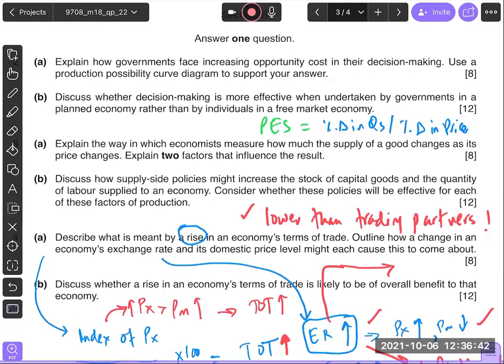Okay. Discuss how supply side policies might increase the stock of capital goods and the quantity of labor supplied to an economy. Consider whether these policies will be effective for each of these factors of production. So how is a supply side policy used to increase the stock of capital goods? Basically, better machinery, and quantity of labor, so more workers.